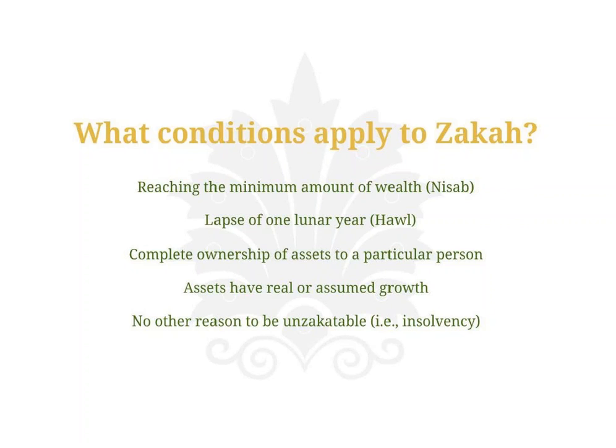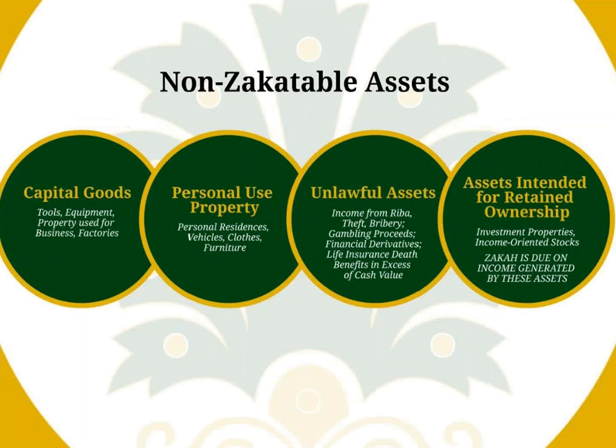The fourth condition is that assets must have some real or assumed growth. And finally, there shouldn't be any other reason an asset is not zakatable, such as insolvency. So there are certain assets on which zakah is not owed. Assets that are considered to be capital goods, such as tools or factories, are not zakatable themselves. However, the income that is derived from them is zakatable upon meeting the conditions we discussed earlier. Furthermore, personal use property is not zakatable. So that means your personal residence, vehicles, clothing, and other personal belongings.